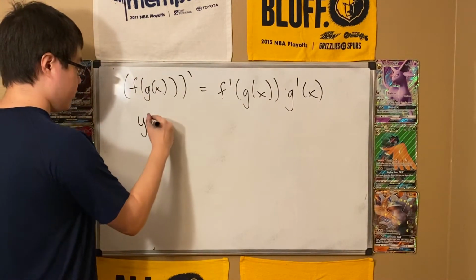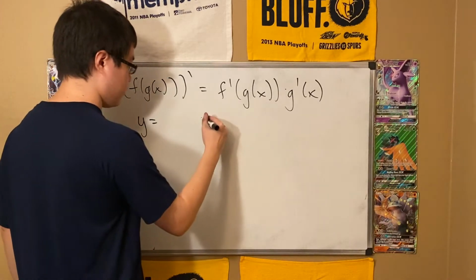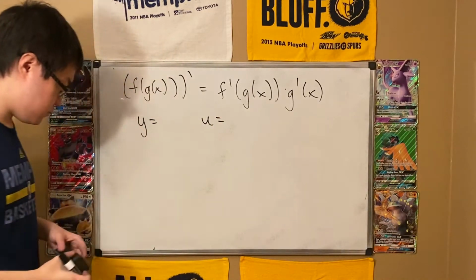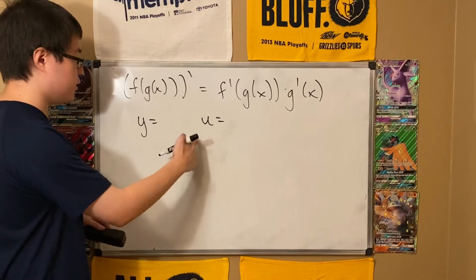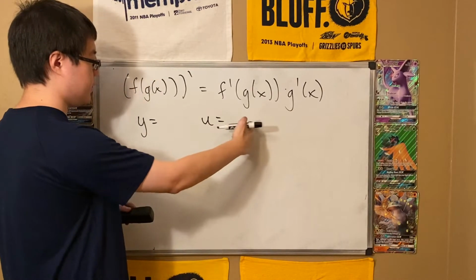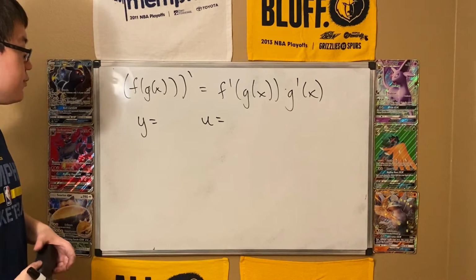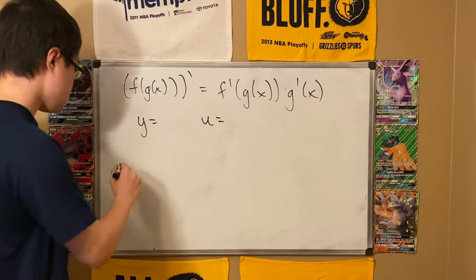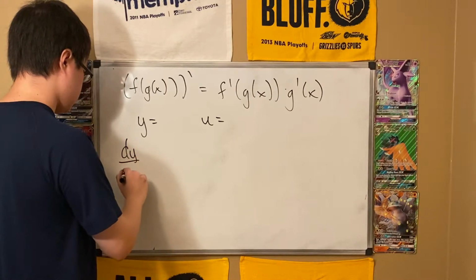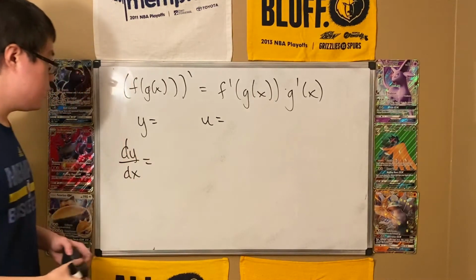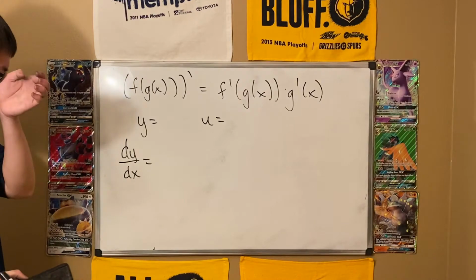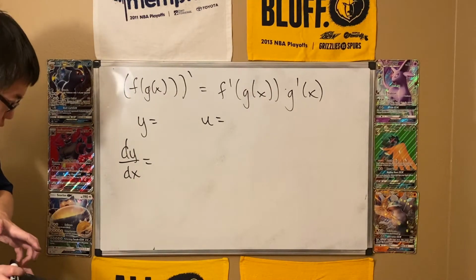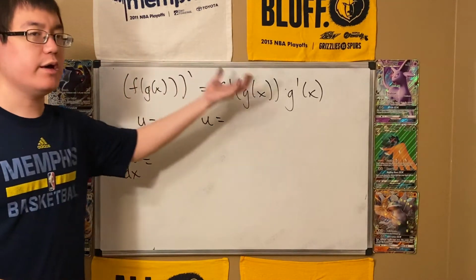So what we're going to do is we're going to have a function y equals, and we're going to have a function u equals. And both of these are going to be in terms of x's, so there's going to be x's in these questions. And what we want to do is we want to find the derivative dy dx. So to find dy dx, what we want to do is write the chain rule in terms of Leibniz.